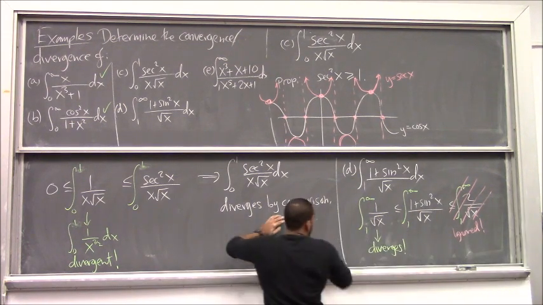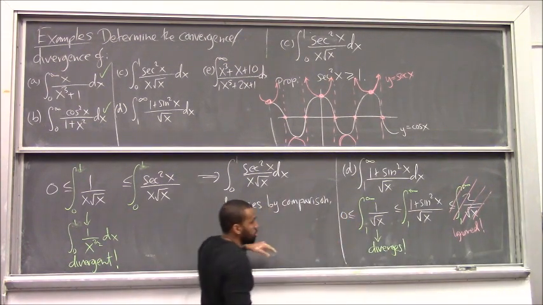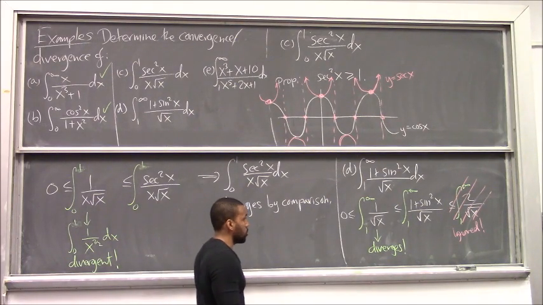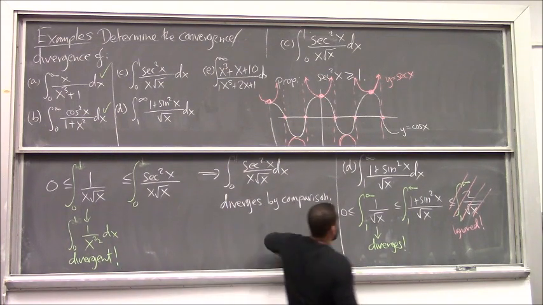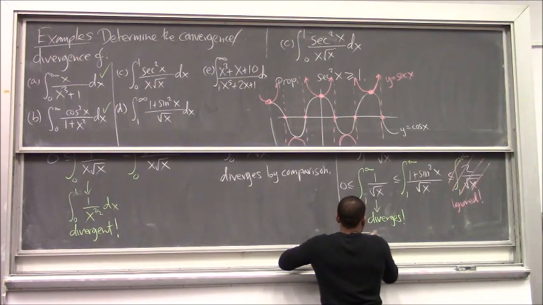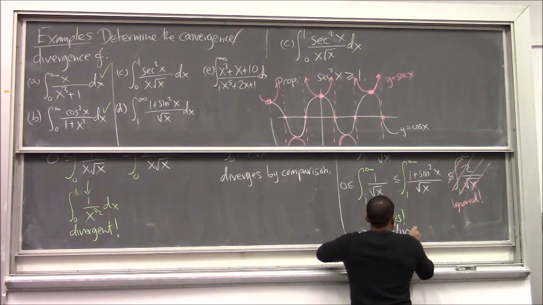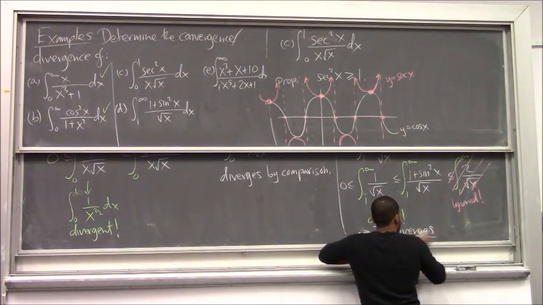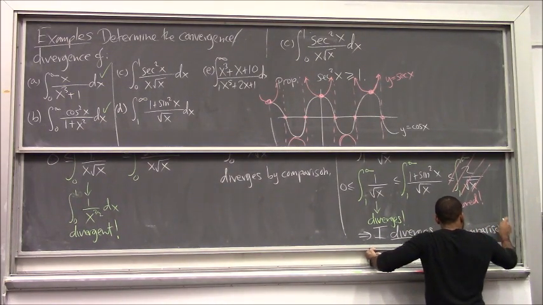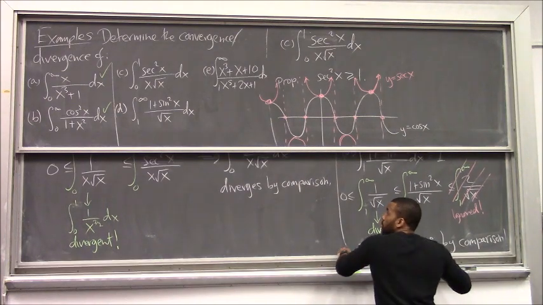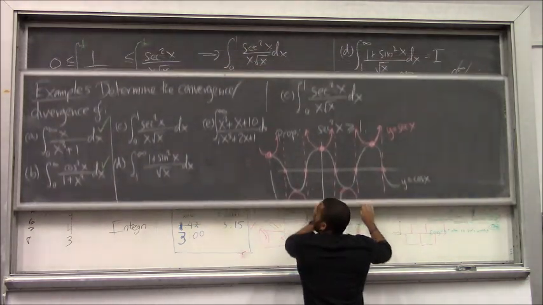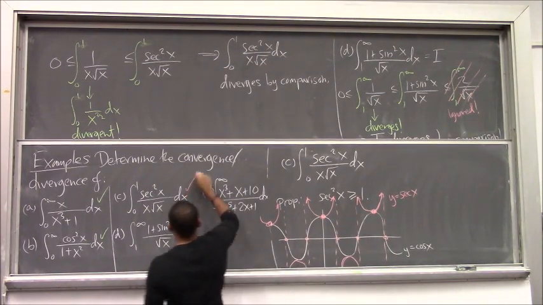This is, of course, also greater than or equal to 0, because root x is going to be greater than or equal to 0 for x larger than 1. And so, call this I. I diverges by comparison. So, these two diverge.